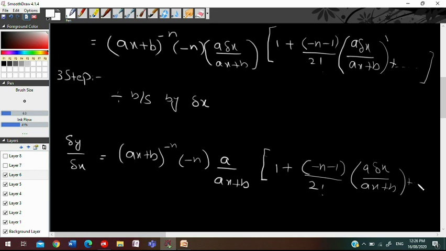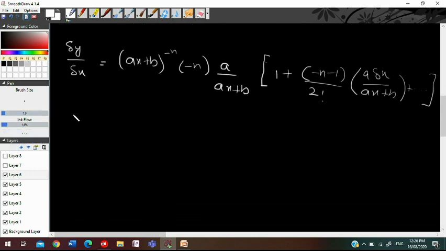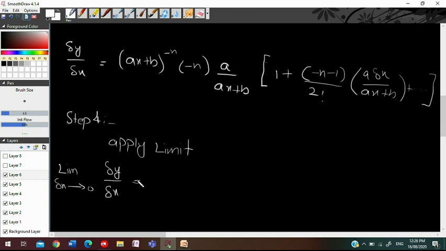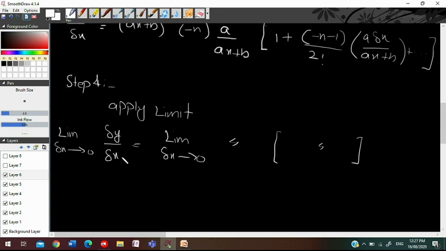Now you know what is the last step. In our last step we just apply the limit. Step 4, apply limit. Okay, now when we apply limit, del x approaches to 0, del y by del x is equal to limit del x approaches to 0, this whole term. And you can see in all terms we have del x, so all terms become equal to 0 except the first one.